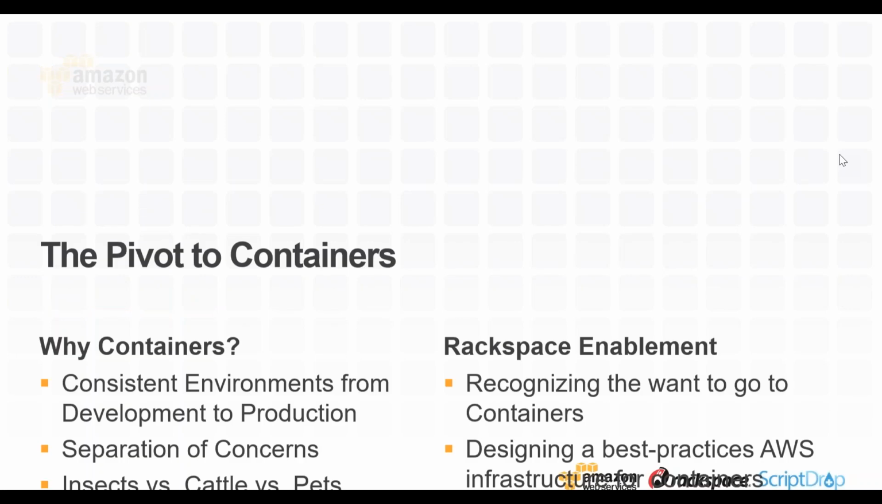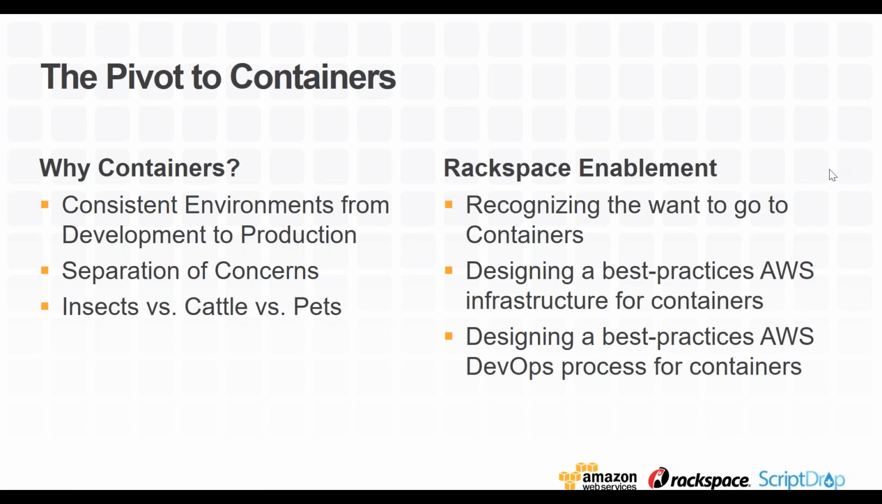With containers, it allows us to stay consistent between environments. As developers, the pain of having a development or staging or QA environment that mimics production is a hassle to build and maintain, especially if you're not keeping up to date, or if you have some weird way that you're doing that. With containers, it allows us to stay consistent. We can put each service in its own container, and we can subscribe to that separation of concerns model. We can also think of it as the insects versus cattle versus pets model. I'm pretty sure everyone's heard of that.